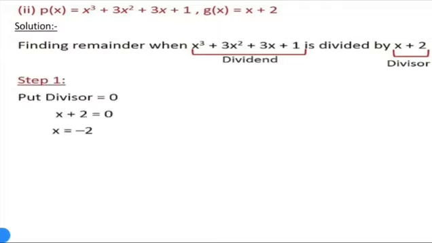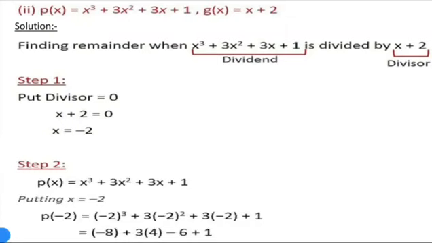In step 1, put the divisor equals 0. Here the divisor is x plus 2 equals 0. So solving for x, we get x equals minus 2. In step 2, we are going to put the value of x in the p of x. We get p of minus 2 equals minus 2 whole to the power of 3 plus of 3 into minus 2 whole square plus of 3 into minus 2 plus 1.